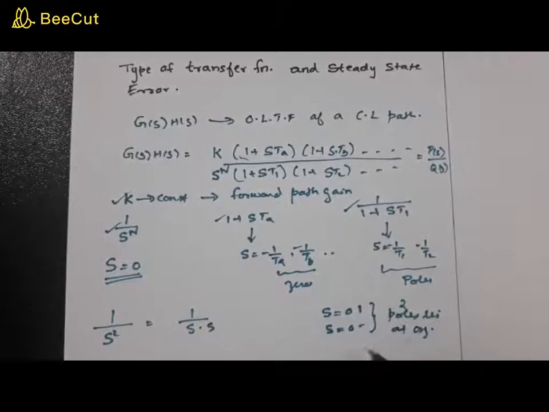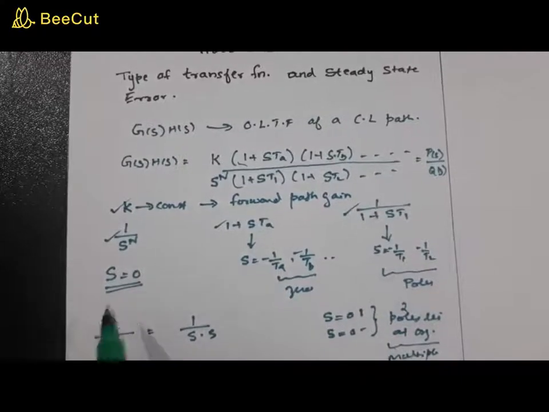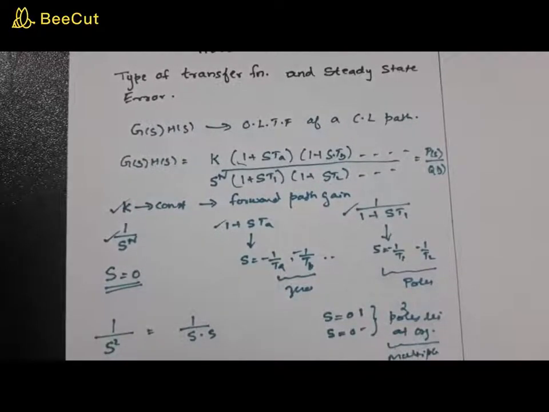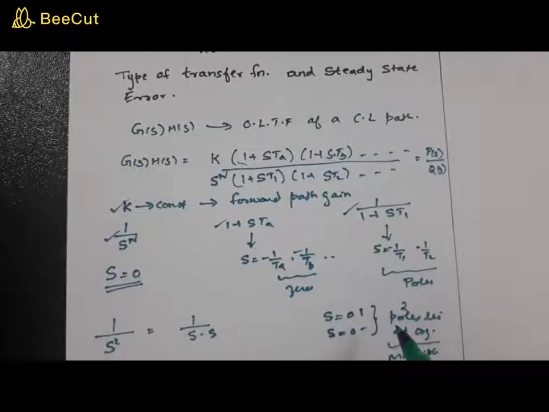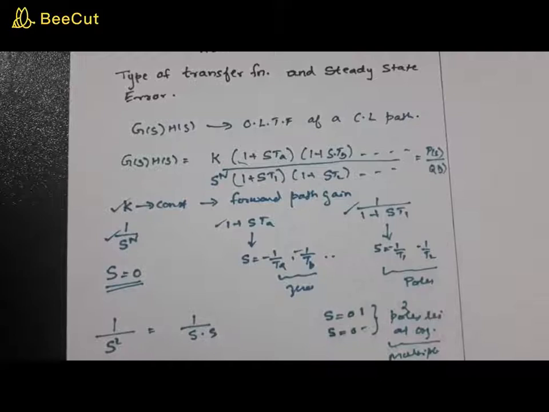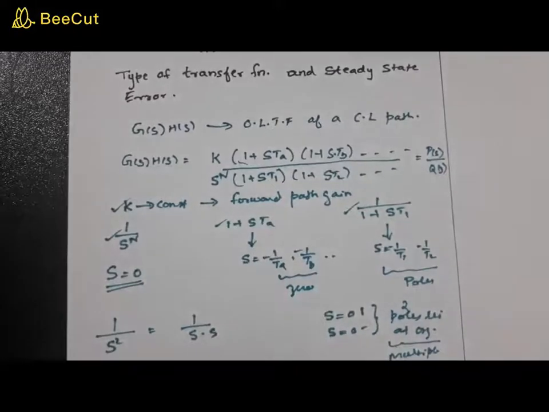Residing at the origin, we call them multiple poles, right? So if n is equal to 1, you will say that there is only one pole. If n is equal to 2, you will say that the poles at the origin will be 2. If n is equal to 3, you will say it is 3. Based on that, you can classify the system as a type n system.